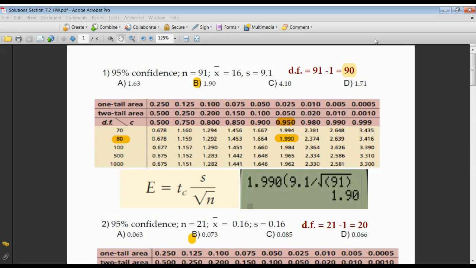And then the third part was, hey, how big of a sample size do I need to be 90% confident, 95% confident? There was no calculator function, but I gave you the formula. Put the values in, let your calculator do the work. All right, so 7.2.